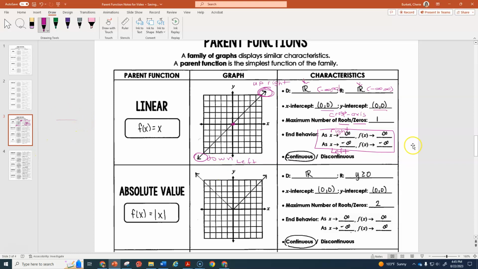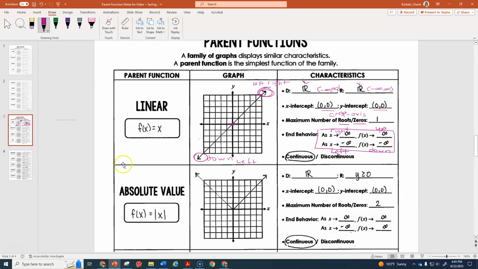And then these two notations over here are the symbols that we use for the words up and down. So if the y values are getting bigger and bigger, that means that my graph is going up. And if my y values are approaching negative infinity right here, then that means they're going down. So as f of x approaches negative infinity, that's the symbol for the words down.